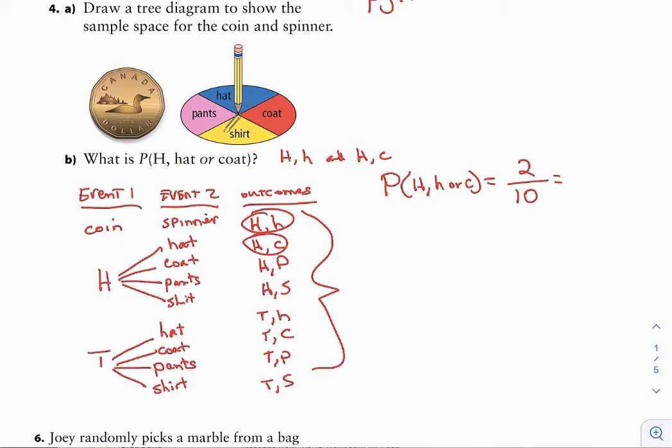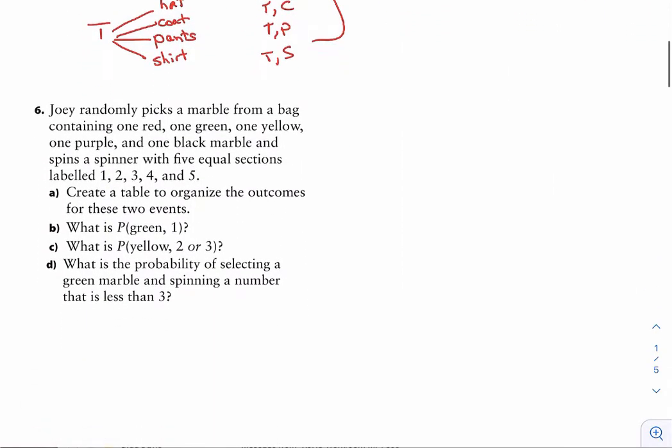Again, we like to reduce that. Divide by 2 gives me 1/5. Then as a ratio, 1 to 5. And then as a percent, 1 out of 5 is a 20% chance of getting this. Okay, so again, doing a tree diagram is a great way to show all those possible outcomes. All those combinations, it easily shows them. Okay, so the next one.